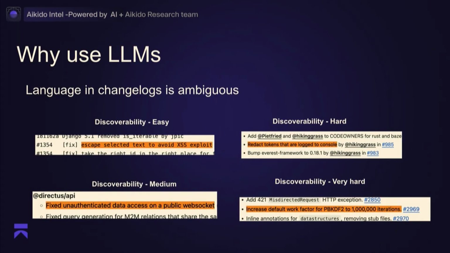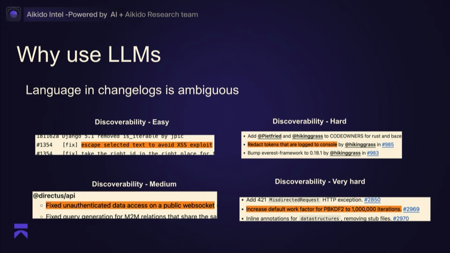So why do we use LLMs for this? The language in those changelogs and the formats are very ambiguous. Different projects use different types of formats, and different changelog messages are easier to understand than others. So for example, I have 4 examples here. On the first one, it mentions XSS as exploit. So cross-site scripting exploit, it's just in the text. Easy, right? This is definitely something that should be flagged.